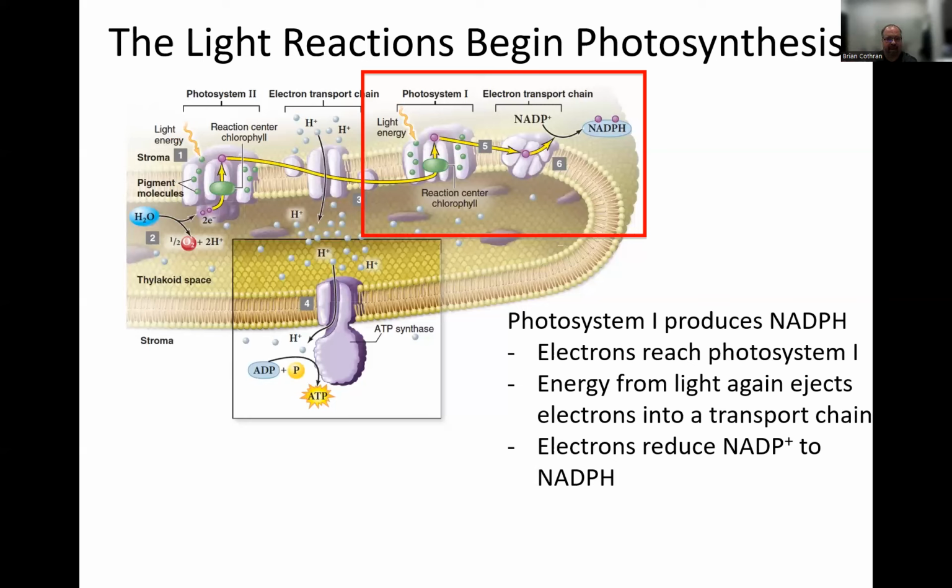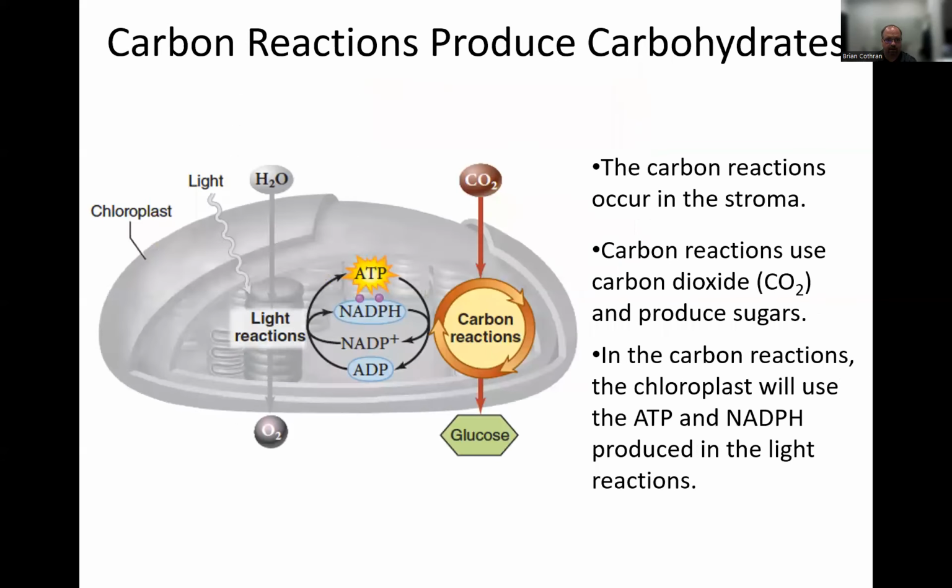So that's the light reactions. Okay, photosystem 2, photosystem 1, and you get ATP and NADPH out of those two reactions. Still no glucose made though. Glucose is actually produced in the carbon reactions.